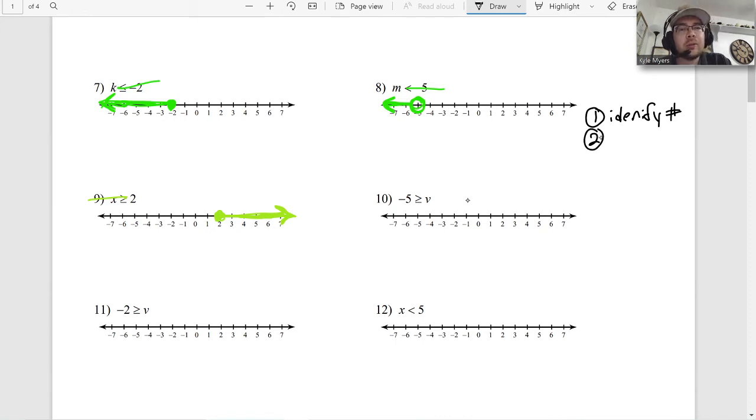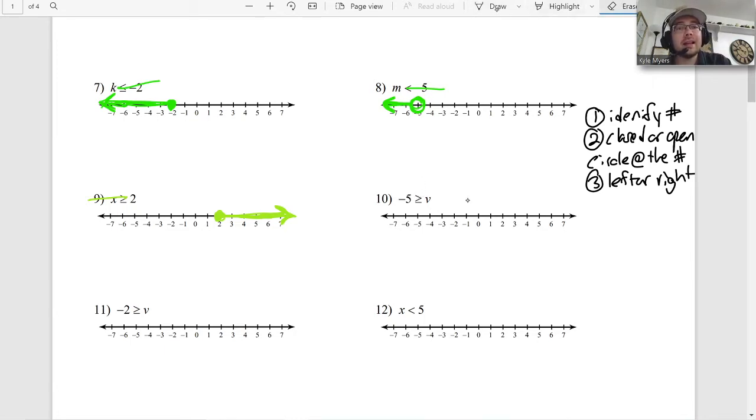Step 2, we want to put a closed or an open circle at the number. And then 3, we want to go left or right. Okay, so that was the 3 steps. But on this one, there's kind of a step 0 because we don't want to try to graph it right now. It looks like it's a greater than, which means I would shade to the right. But it's tricky because we don't have the number and the letter where they need to go. So we need to do step 0.